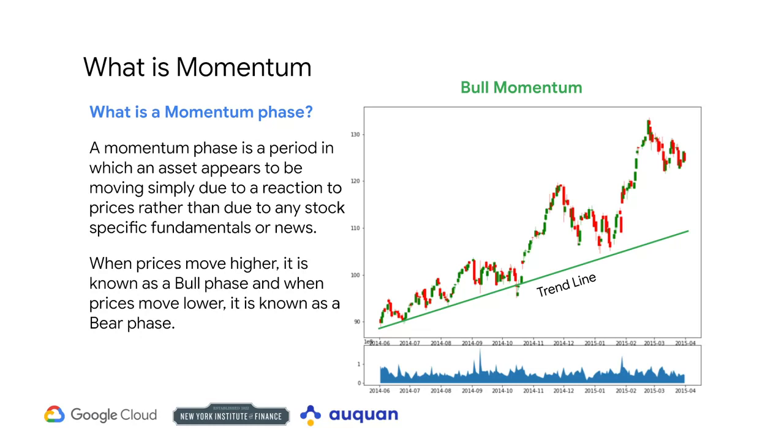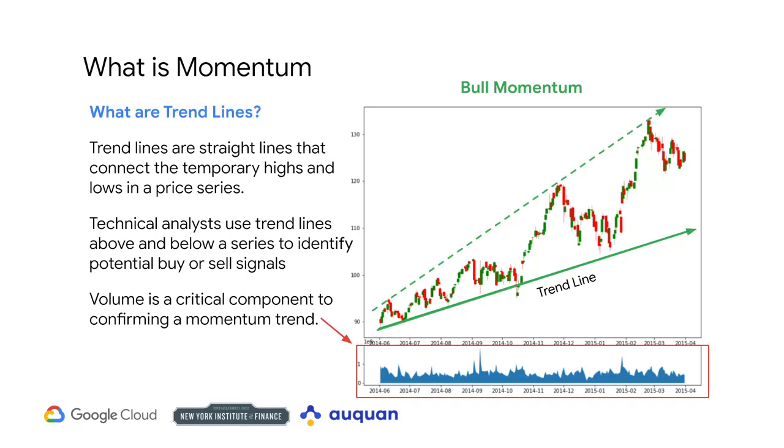A momentum run is clearly seen with candlestick charts, where green represents up days and red represents down days. On the chart, you can see that Apple appears to be in a bull momentum phase for a few months in 2014 and is hugging what is known as a trend line. A trend line is a straight line that connects two or more points, which can be temporary highs or lows.